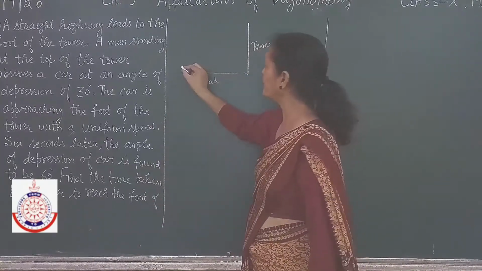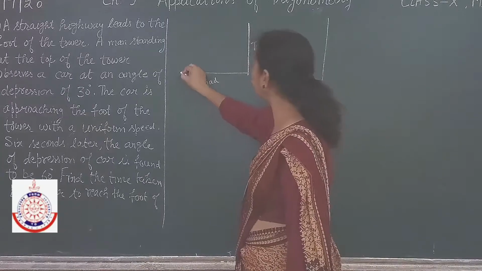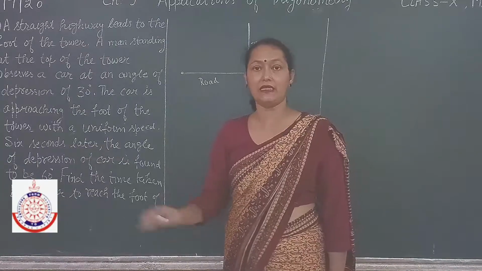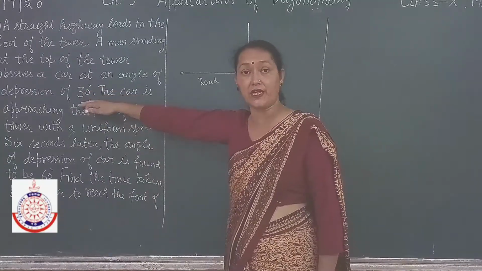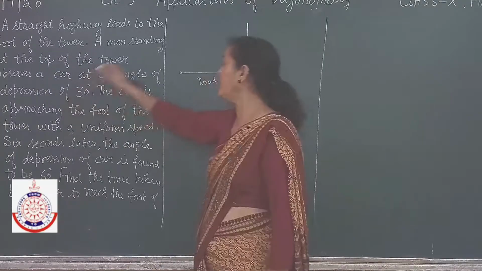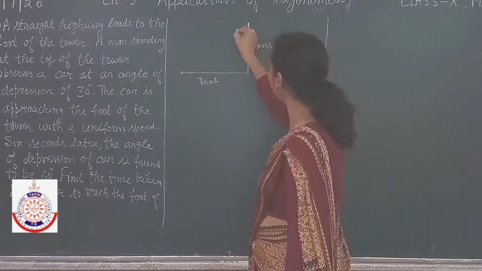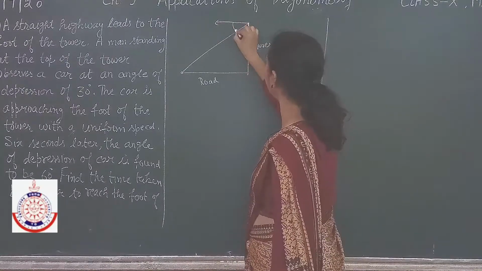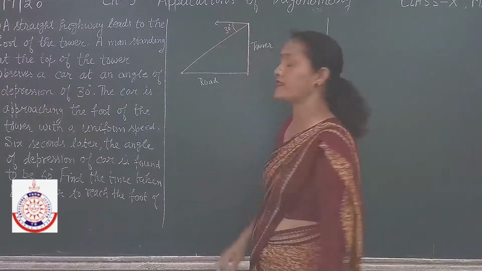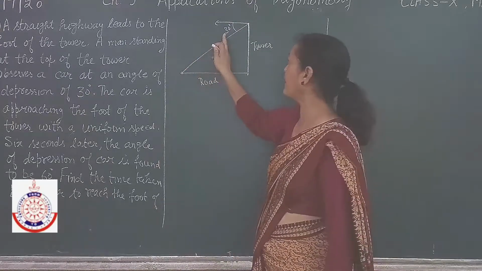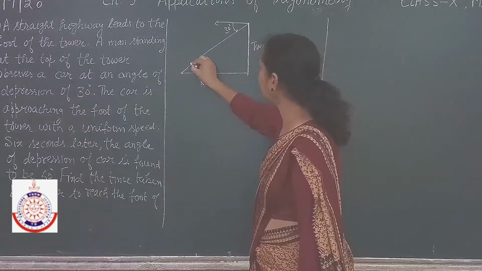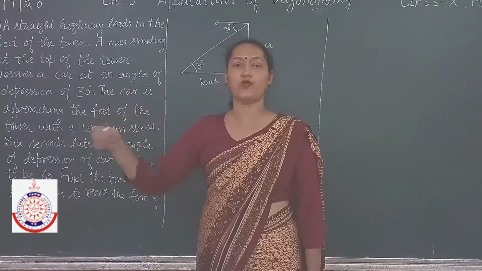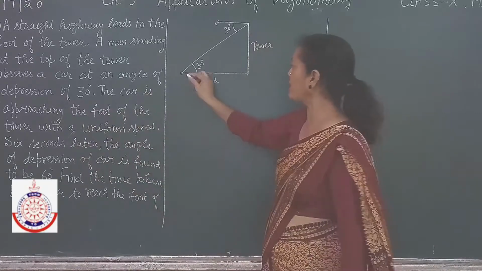Now a car is moving from this point. The person standing on the top of the tower has observed the car at an angle of 30 degree. The angle is of depression, meaning the person is looking down towards the car. So the angle of depression is 30 degree. It's given in the question. 30 degree is framed here, so the alternate angle 30 degree will be framed here. This says the car is approaching towards the tower. The car is coming towards the tower.